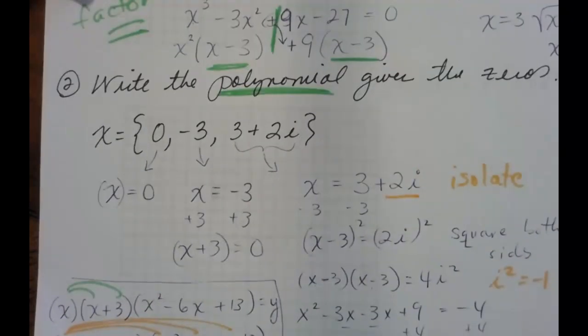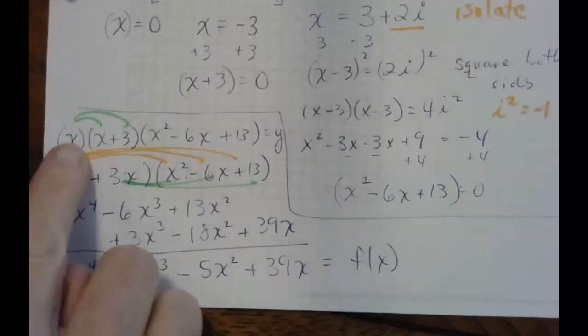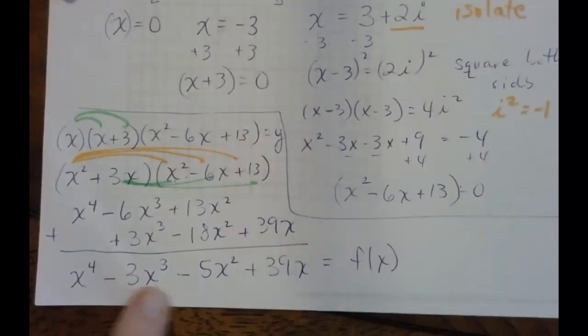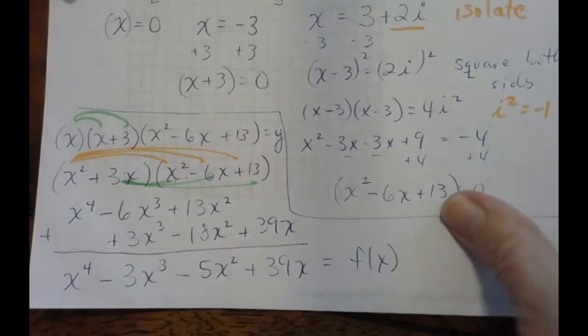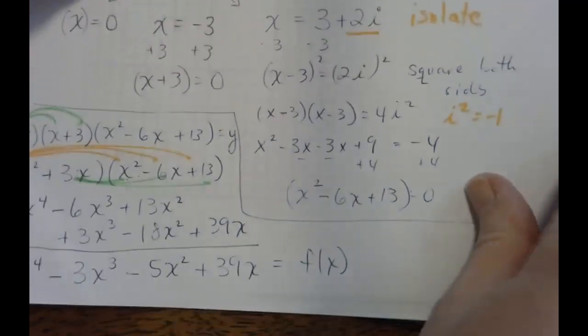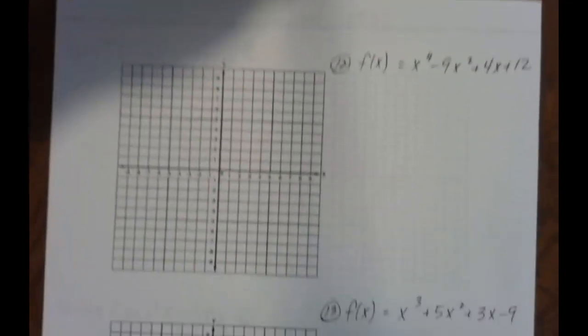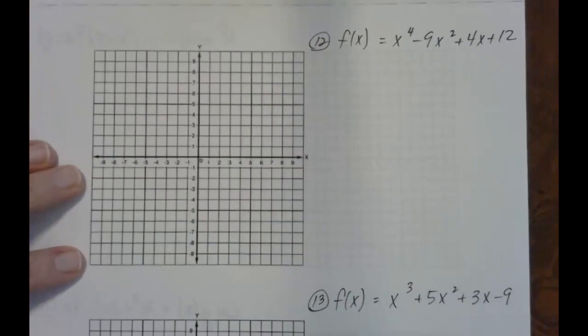Remember, the directions ask to write the polynomial. We found the factors, we multiplied them together to get the polynomial that has these particular zeros when we graph it. Next, let's look at some graphing problems which are on your review sheet that you received yesterday in class.